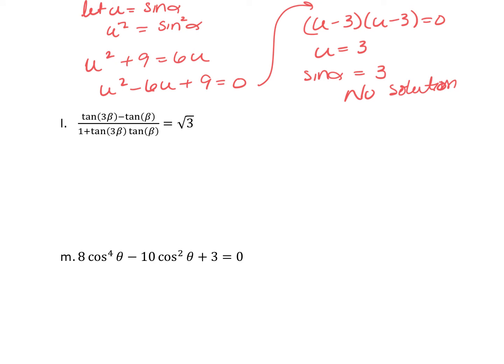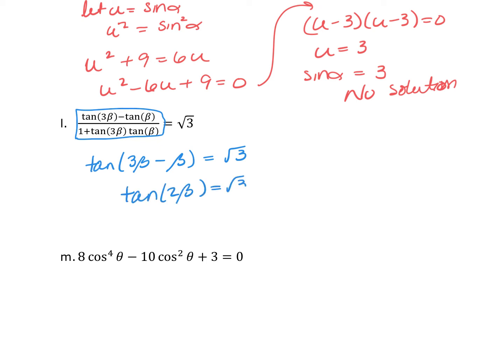We take a look at this example, and now this thing looks a whole lot like the difference identity, tangent of alpha minus beta. So this left side looks like the tangent of 3 beta minus beta. Then this equals the square root of 3. So it looked like something awful, but if we can recognize that that is an identity, then what we really are looking for is the tangent of 2 beta is equal to the square root of 3.